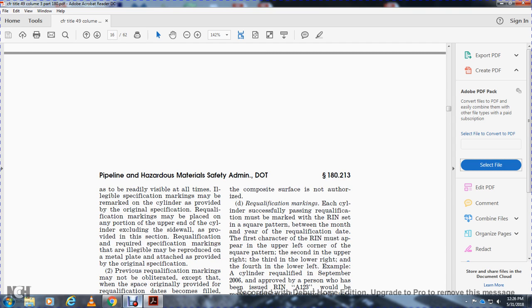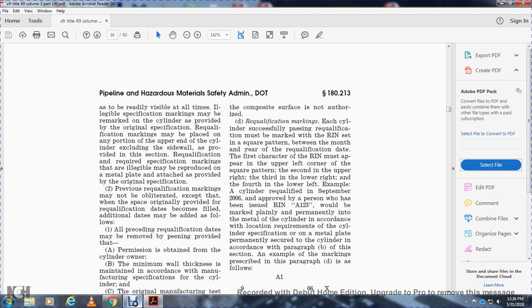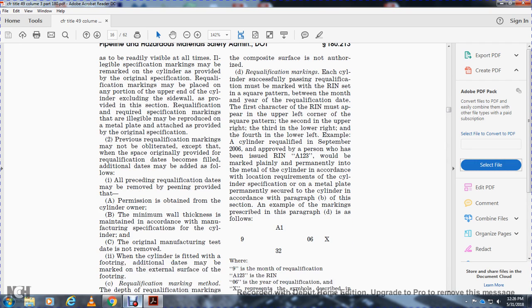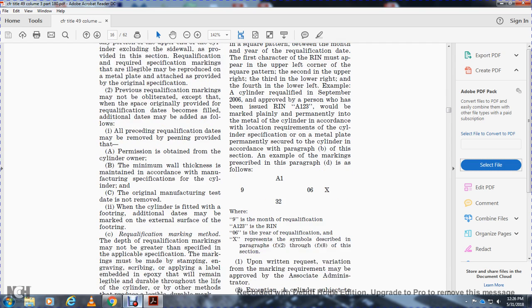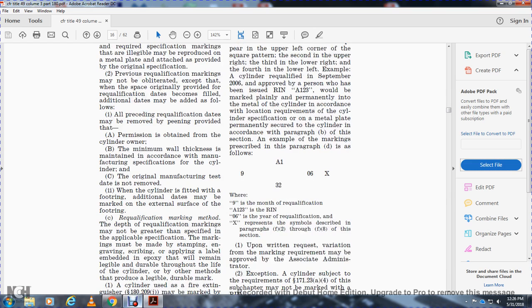in the section. Requalification required specification marks that are legible may be reproduced on a metal plate attached provided with the original specification. Previous qualification marks may not be obliterated, except that when the space originally provided for requalification may be filled, additional dates may also be filed, and all preceding requalification dates must be removed by painting, provided the permission is obtained from the cylinder owner. The minimum wall thickness must be maintained in accordance with the manufacturer's specification for the cylinder. The original manufacturer's date is removed. The cylinder has been fitted with a foot ring and exemption, with the date that may be marked with the external source of the foot ring.